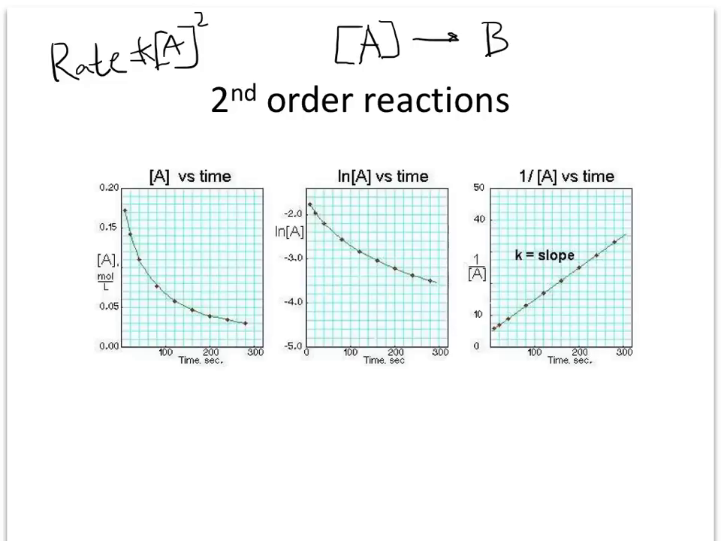If we look at just the concentration versus time, we see that it's curved. That's going to be hard to calculate at any point in time. If we do the natural log of the concentration like we did for the first order reaction, we still get a curve. In order to get that straight line graph, what we need to do now is the reciprocal of the concentration of A versus time. And when we do that, we do get a straight line that we can use in other equations.